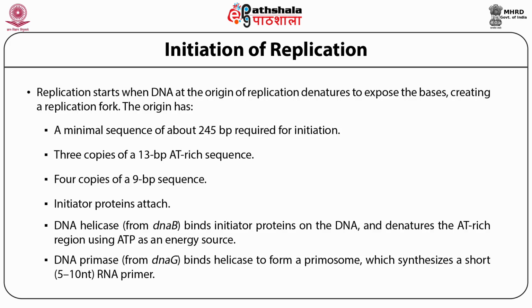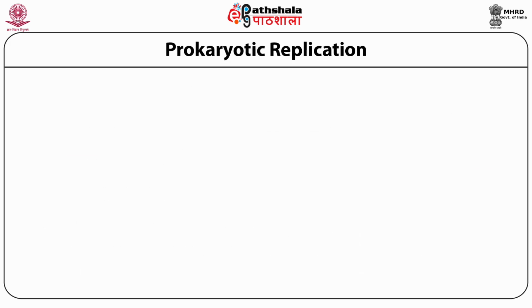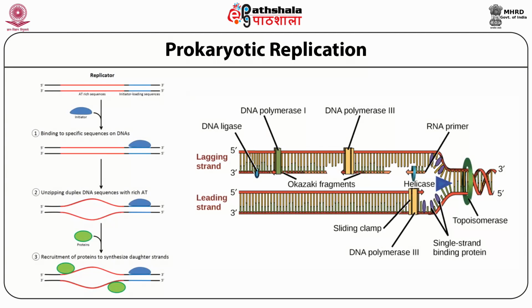It has to be done by a DNA primase, which is a kind of RNA polymerase. Now, this DNA primase binds helicase to form a primosome, which synthesizes a very short RNA primer, 5 to 10 nucleotides. Then the work is taken over by the DNA polymerase 3. Now, as I had shown in the previous slide, you can see that this is a small depiction of the origin of replication with the AT rich sequences.